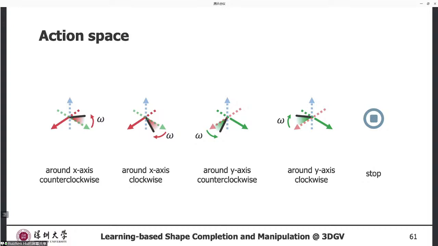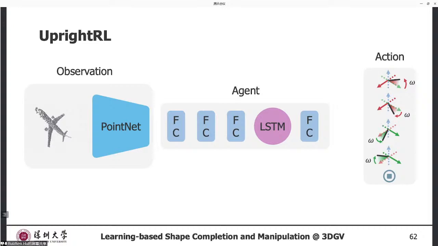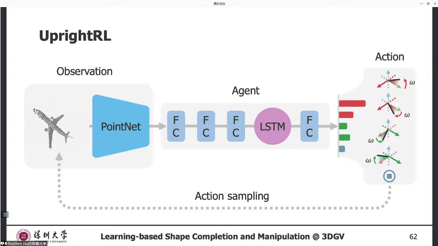With this action space, we can design a network to select a sequence of actions to perform upright correction for the given shape. Here is the network structure of our model, which is called Upright-RL. In each iteration, we extract a point cloud feature using PointNet. Then the agent will output the probability of those five actions. And one action is sampled and applied to the input point cloud to get the updated state. The updated point cloud will be the input of the next step, and the iteration will stop if the stop action is sampled or the maximum number of steps is reached.